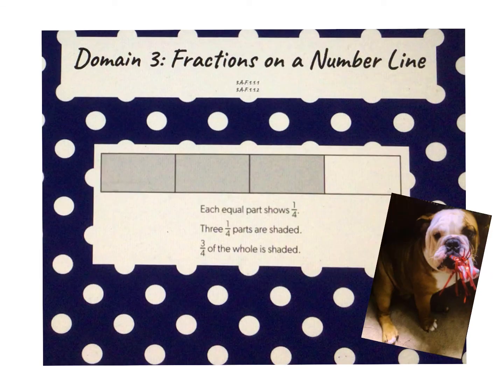All right, and then just to review real quick, each equal part here shows 1/4. So this is 1/4, this would be a 4th, this would be a 4th, and this would be a 4th. So if they were all shaded in, it would be 4/4, right, or a whole. But only 3 parts are shaded, so we would say that 3/4 of the whole shape is shaded.